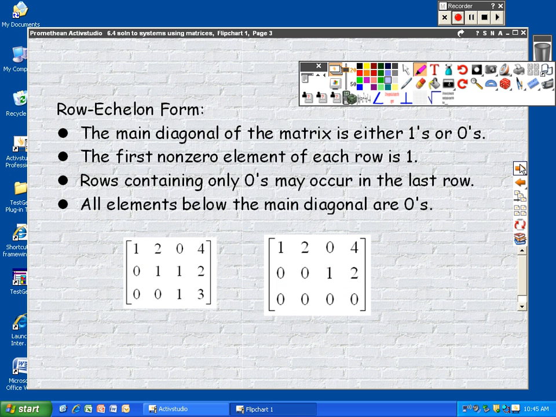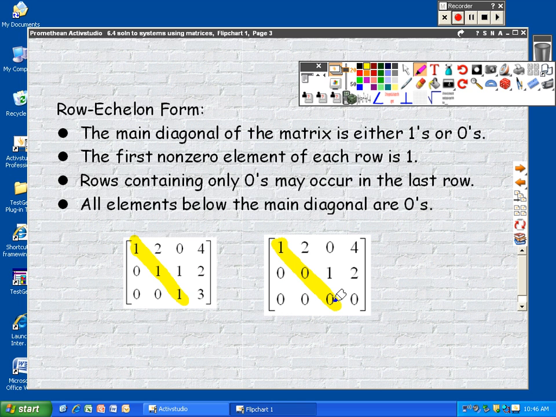Another new type of matrix for you might be called the row echelon form. For a matrix to be in row echelon form, the main diagonal is either 1s or 0s. Our main diagonal always starts at the upper left-hand corner and diagonals. Notice it is a 1, 1, 1. In this one, this is also row echelon. We have 1, 0, 0. So that main diagonal is full of 1s or 0s.